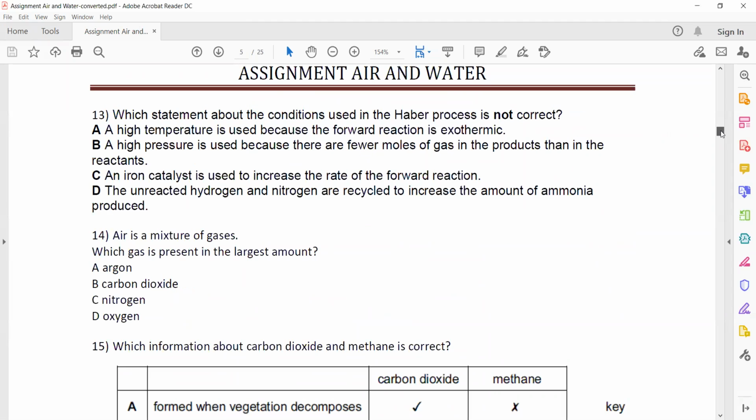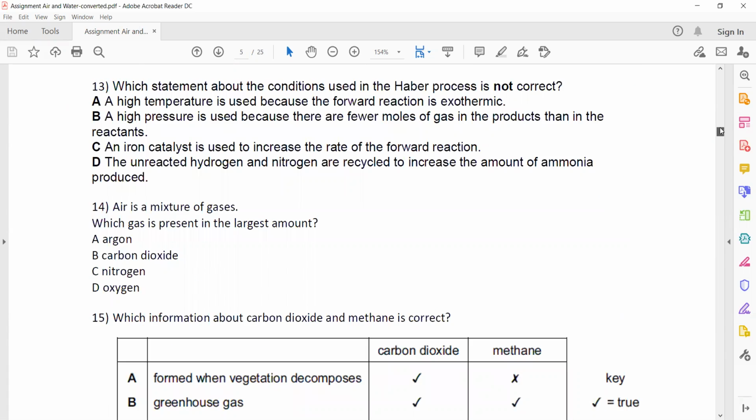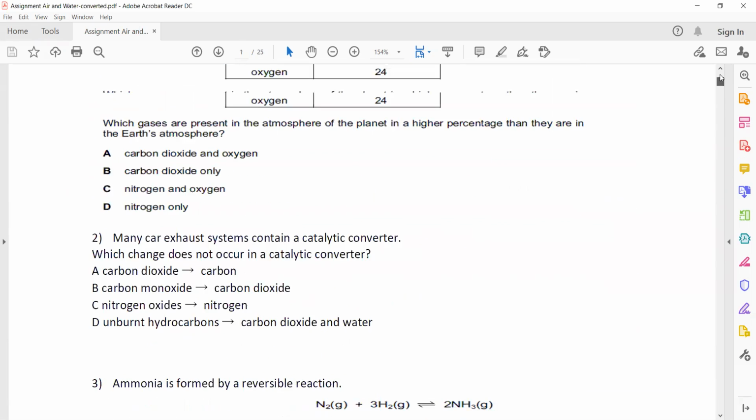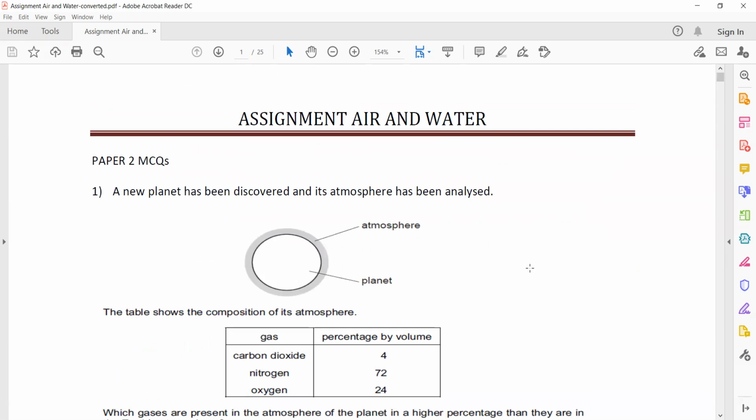Tomorrow we'll continue this discussion of the questions related to air and water. The chapter is not completed yet. Tomorrow: fertilizers, manufacture of ammonia by the Haber process, and carbon cycle. These are the topics left, and then we'll complete this chapter as well.